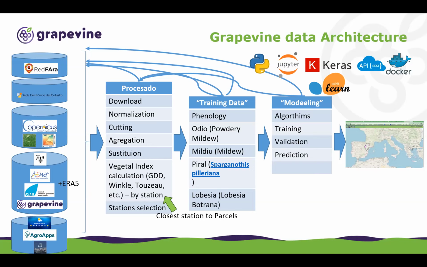We also use the climatic data provided by different station networks. We use AEMET, which is the Spanish meteorological agency. We also use the SIAR network, which is the network used by the Spanish irrigation system, and we also use some Grapevine climatic stations which were deployed during the project. We also use ERA5 data when we lose the data for a station for a very long period of time.